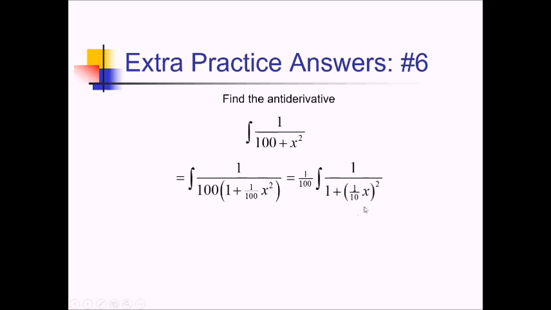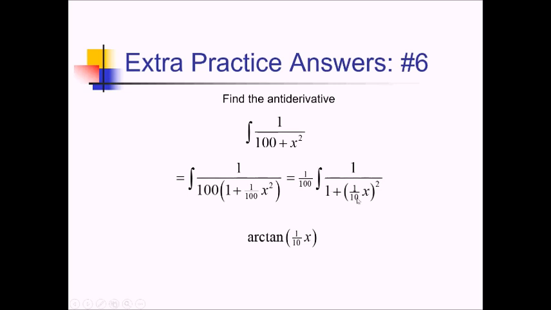The reason I'm doing this is because now I have a 1 plus something squared sort of pattern, which is what arctan needs to use it for the antiderivative. So now I am going to turn this into basically arctan of 1/10 of x. Only I have to think about the coefficient now. So I already have a 1 over 100 coefficient out here.